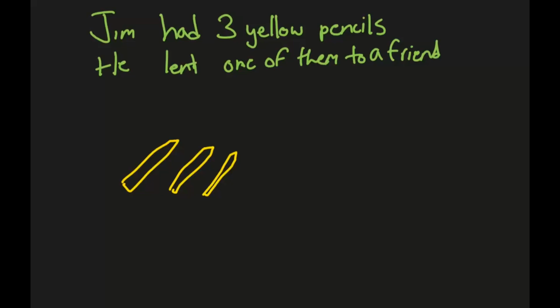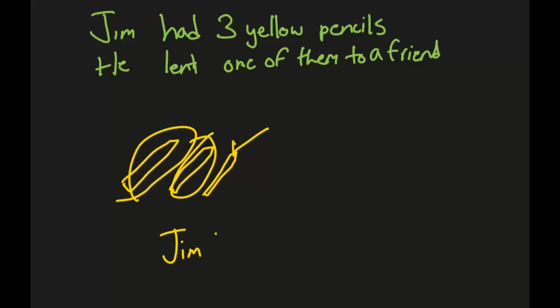So now he lent 1 of them to a friend. So let's do this. He lent this one to a friend. Now how much does he have? Well, he has 1 and 2. The answer is Jim has 2 pencils.